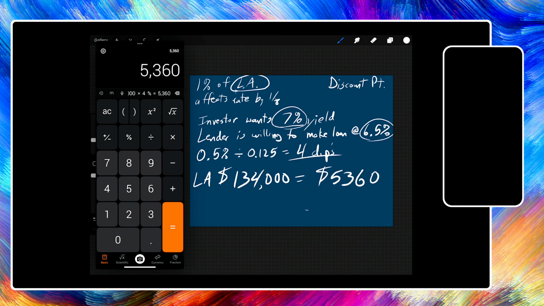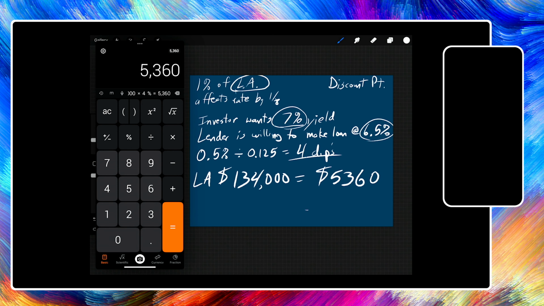It could just very well be that all they ask you is, how much will 4 discount points cost? In that case, you just need the 4 as a percentage of the loan amount and whatever the loan amount actually is. But they might take it a step further. So you need to know that 1/8.